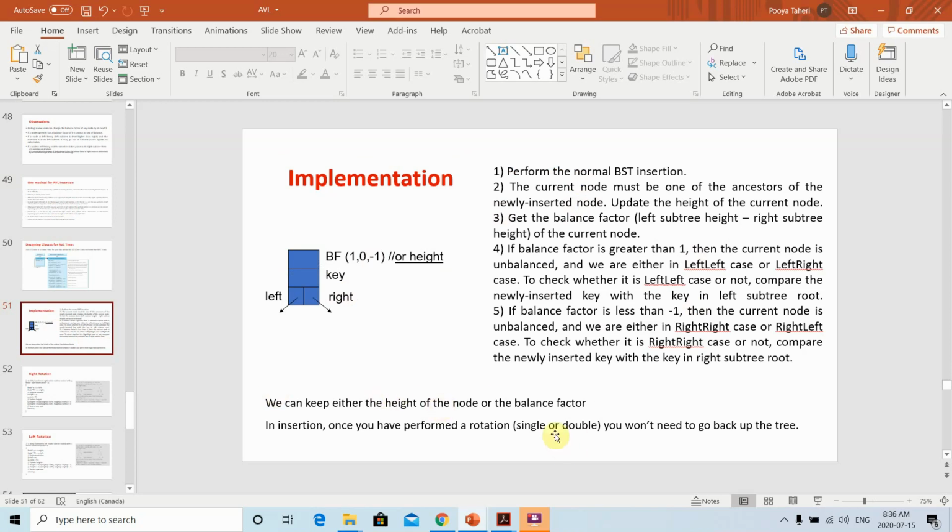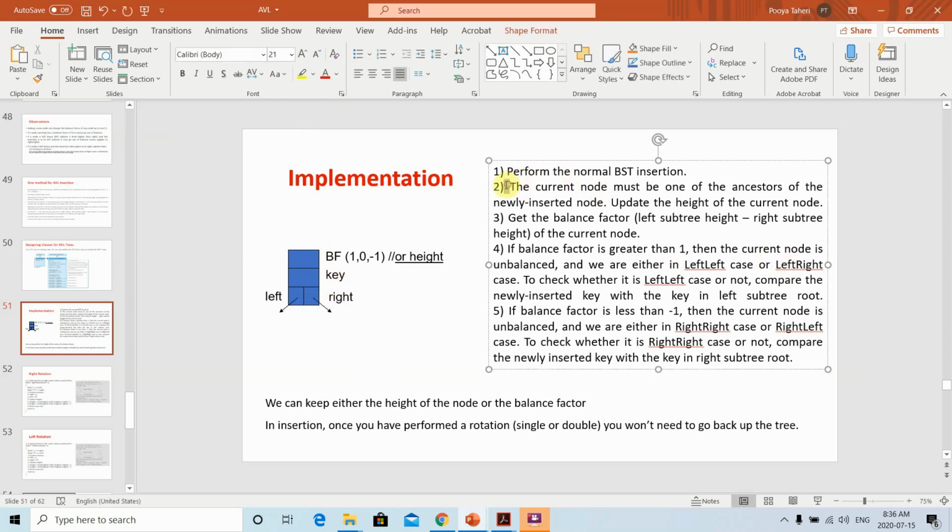Just keep in mind that in insertion, once you have performed a rotation, you won't need to go back up the tree. After we fix the pivot and what was below it, in the path from the pivot towards the newly inserted node, we know we don't need to go up. This implementation is recursive. When it says the current node, it means the node at the recursive call that you're at right now, because we're going to be at many recursive calls for different nodes.